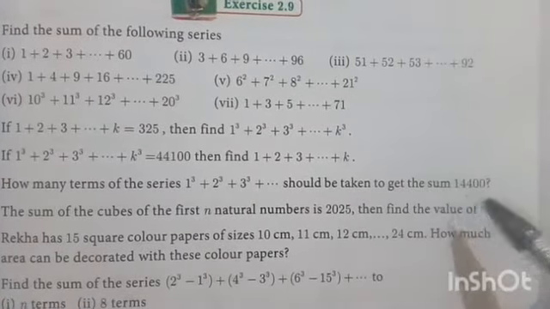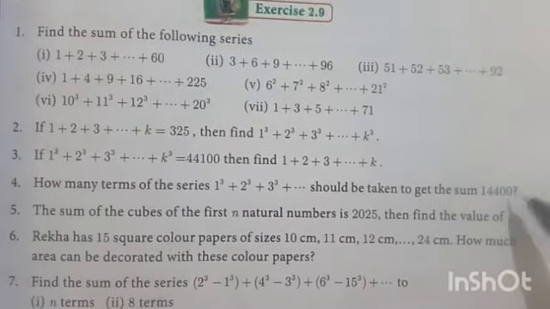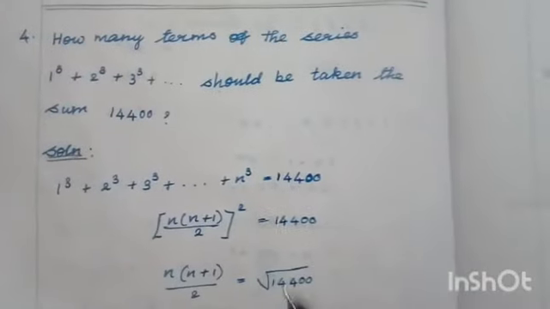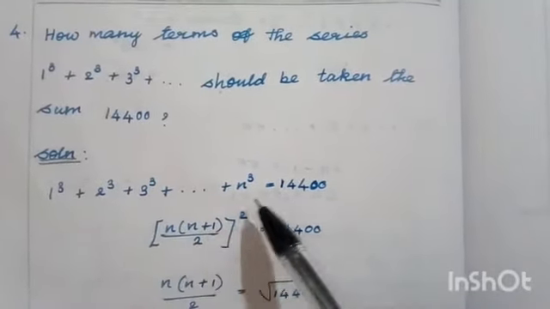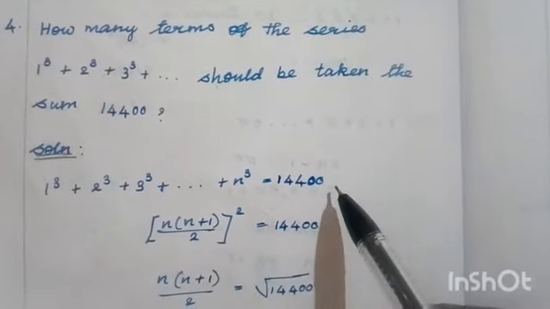Fourth problem: how many terms of the series 1 cube plus 2 cube plus 3 cube plus etc. should be taken to get the sum 14,400? First, we rewrite the given series in this form: 1 cube plus 2 cube plus etc. plus n cube equal to 14,400.